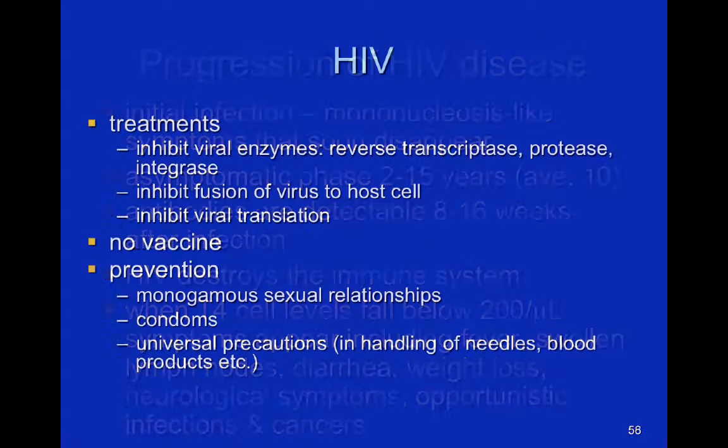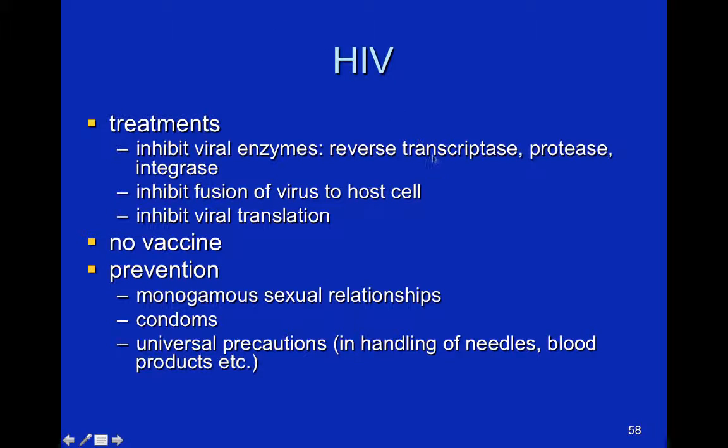The latent stage is when the reverse transcriptase carries out its enzymatic activity, converting RNA to DNA, and then the integrase integrates the genetic material into the host cell. So how do we treat it? We'll stop every step of the way. Inhibit these enzymes, stop fusion or entry, inhibit the translation. Remember, every virus needs to replicate its genome and also produce all of the necessary proteins. There's no current vaccine. As far as prevention, avoid all of those high-risk activities I mentioned.